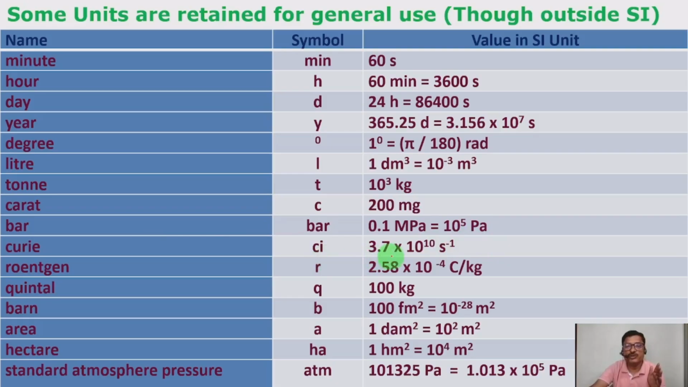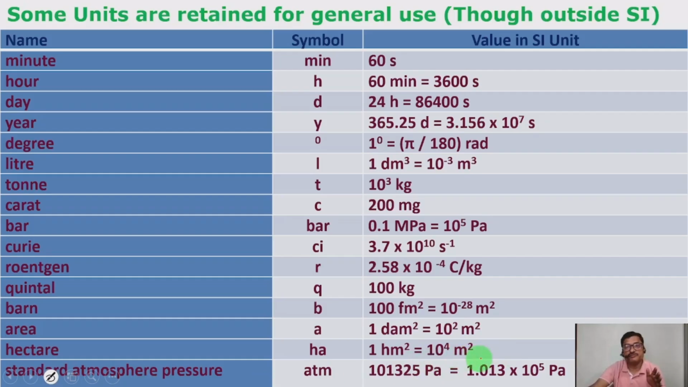Curie, Ci, 3.7 into 10 raised to 10 per second. Roentgen, R, 2.58 into 10 raised to minus 4 C per kg. Quintal, Q, equal to 100 kg. 1 quintal is equal to 100 kg. Barn, B, is 100 fm square, that is equal to 10 raised to minus 28 meter square. Are, A, equal to 1 dam square, that is 10 square meter. Hectare, ha, equal to 1 hm square, that is equal to 10 raised to 4 meter square.